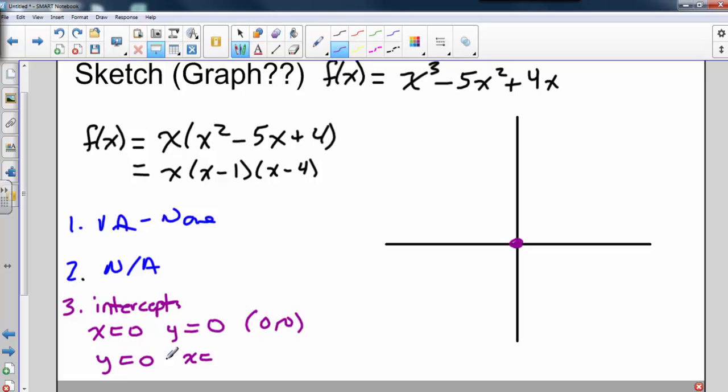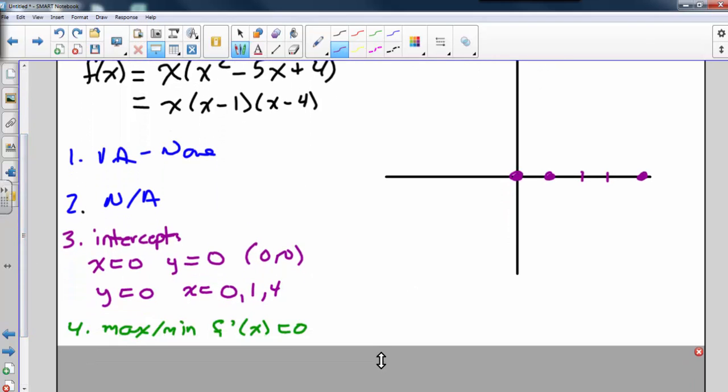And then we need to see, are there going to be other x-intercepts in this case? If we make y 0, that's going to occur when I solve this. So x can be 0, or x can be 1, or x can be 4. And so let's go +1 right here, 2, 3, +4 out here. So those are my intercepts for this question.